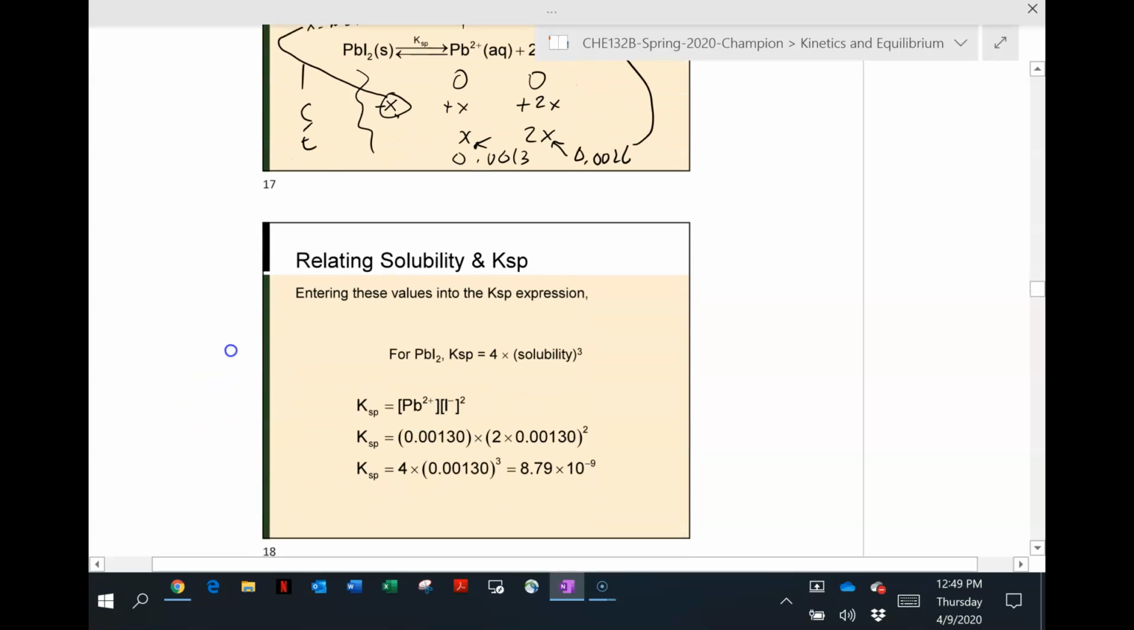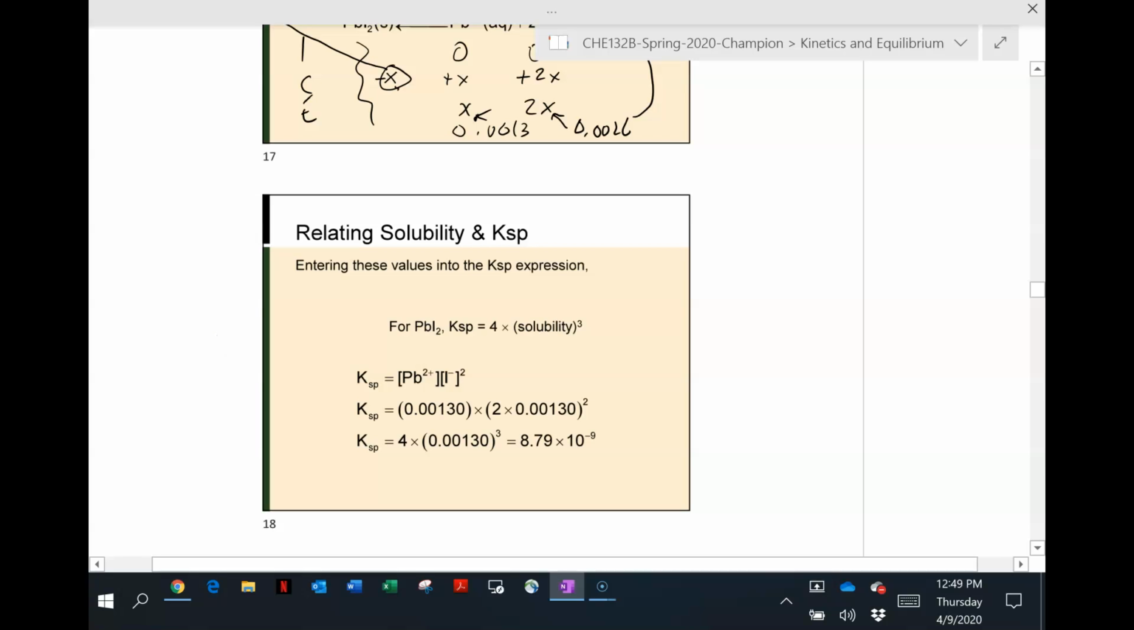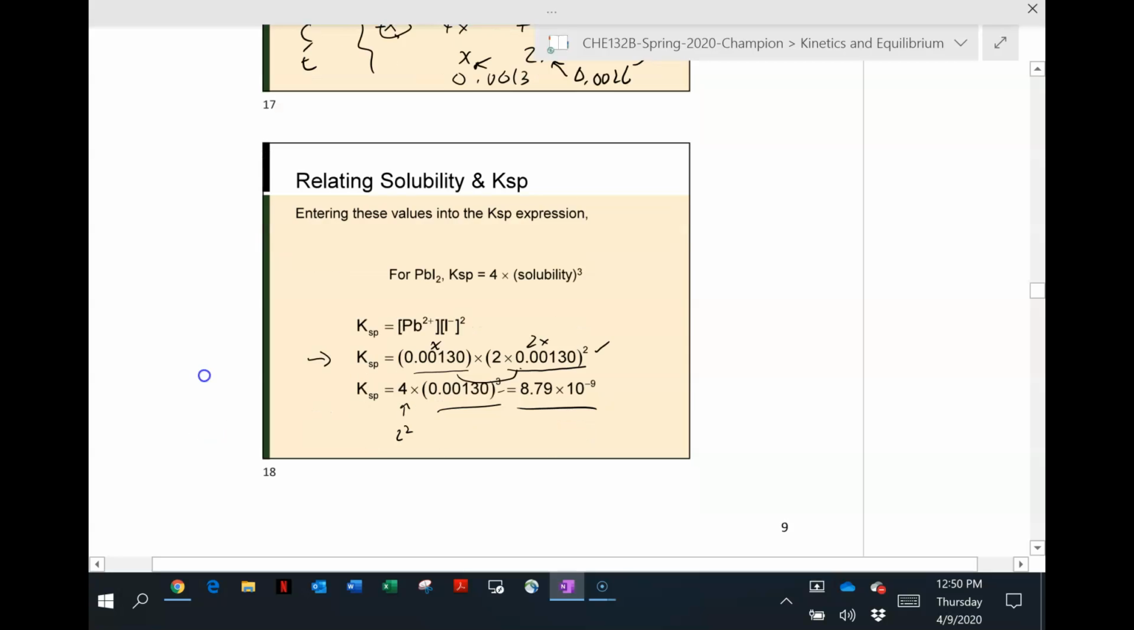Now we simply plug those into the Ksp expression. So you see those two values again from the ICE chart here. This was our x and this was our 2x. And we remember, of course, to square this. And we come out with the value of 8.79 times 10 to the negative 9th. The 4 here is the 2 squared. And then what they're saying is that 0.0013 times 0.0013 squared is 0.0013 cubed. That's the way they've written that. But if you plug this expression right here into your calculator, you should get 8.79 times 10 to the negative 9th. And again, I can't stress enough practicing these calculations so that you do know how to enter these problems in your calculator.